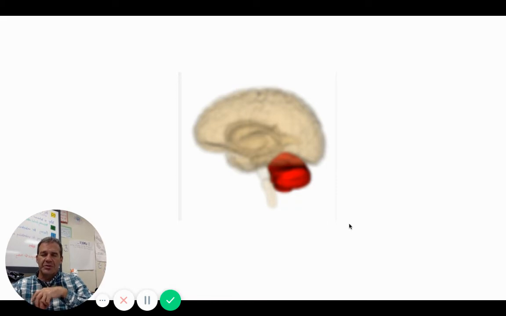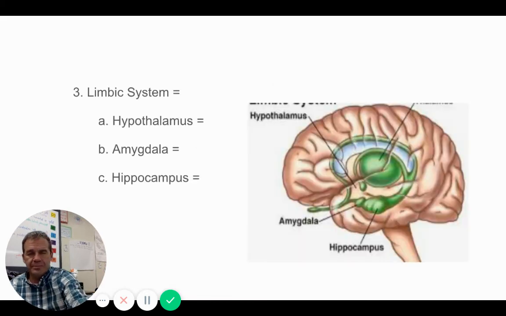So, multiple choice question on this. Really the final part of this short portion is called the limbic system. And the limbic system is basically known as the emotion and memory center. And it houses 3 structures. So it's important that you know these 3 structures are part of the limbic system.